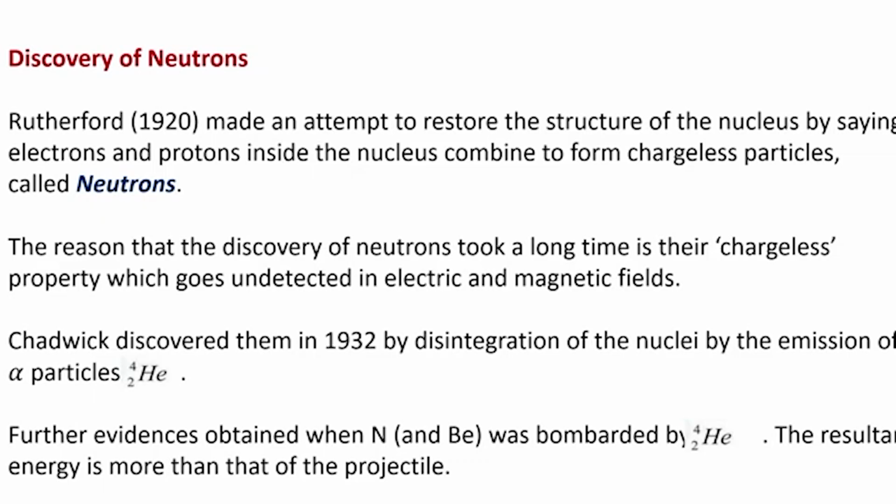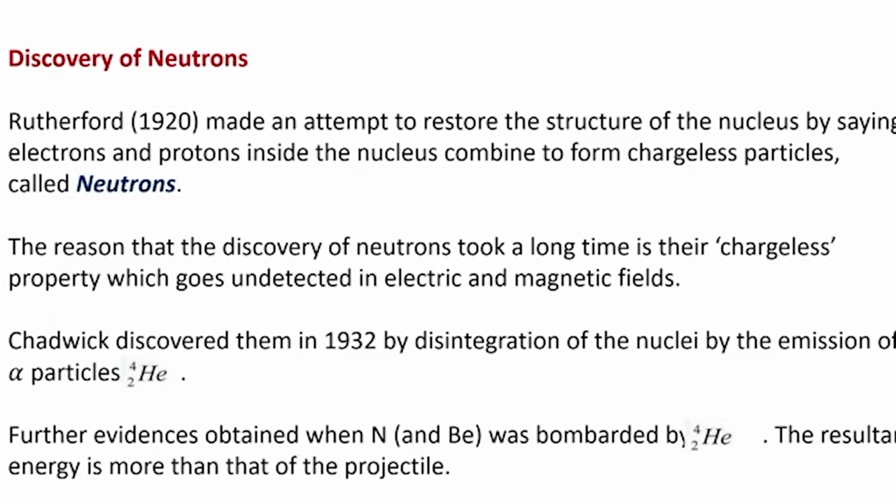Now, Chadwick discovered neutrons in 1932, by disintegration of nuclei through the emission of alpha particles, and alpha particles are nothing but 2He4. These are helium nuclei with Z equal to 2 and A equal to 4.